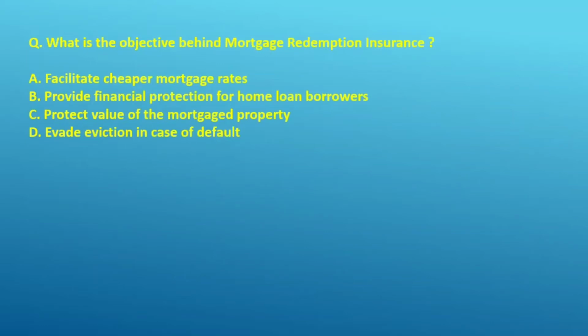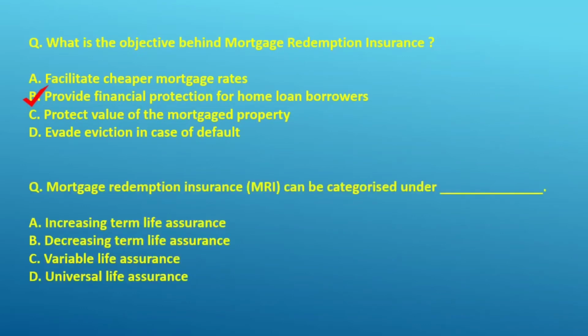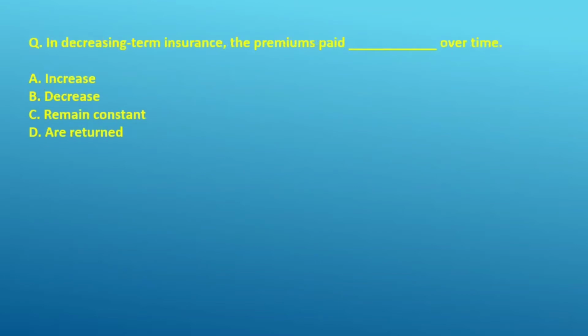What is the objective behind mortgage redemption insurance? Correct answer is provide financial protection for home loan borrowers. Next, mortgage redemption insurance, MRI, can be categorized under. Answer is decreasing term life assurance. In decreasing term assurance, the premium paid dash over time. The correct answer is remain constant.